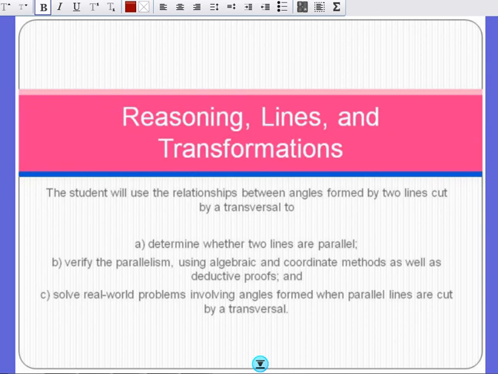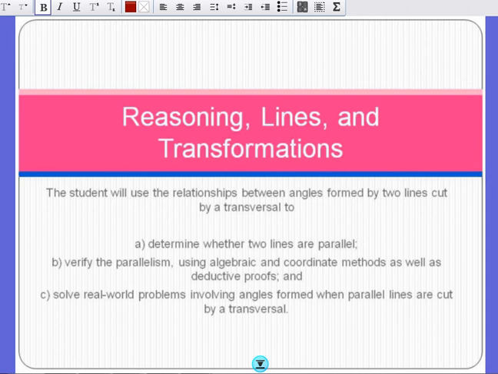Today we're going to be looking at some different angle relationships. You have learned about angle relationships in the past when you learned about supplementary, complementary, vertical, and adjacent angles. So we have a few more that we're going to learn now in geometry.